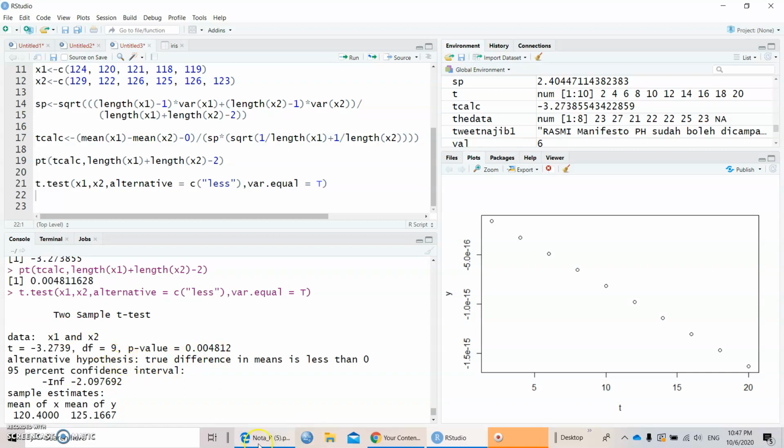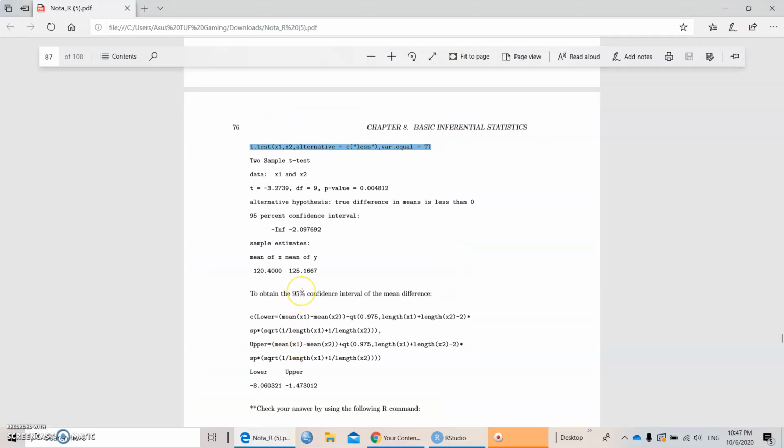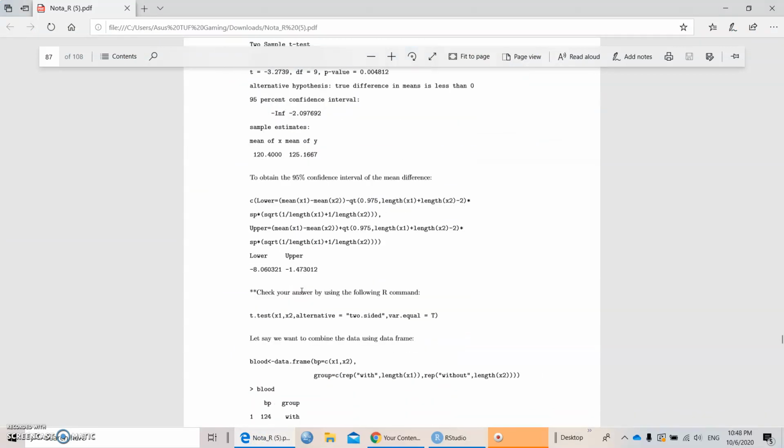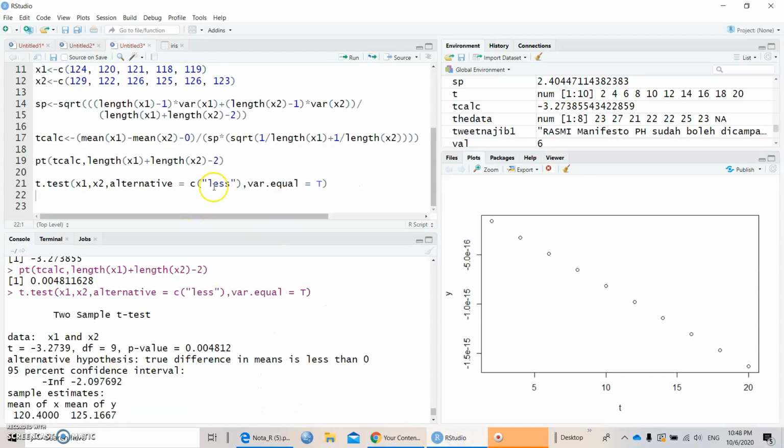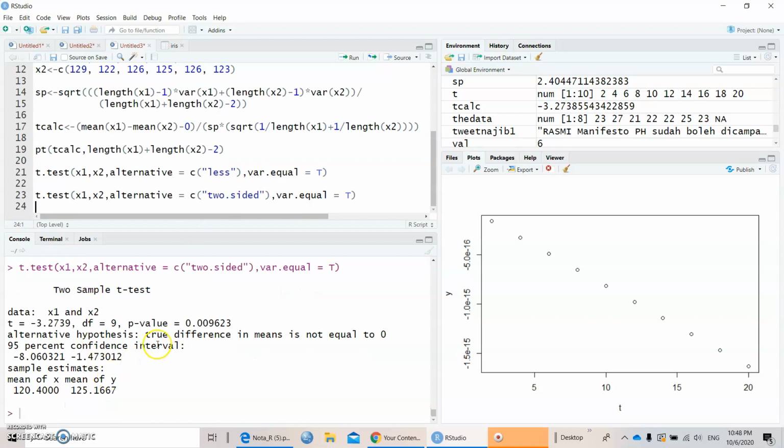And then if you want to obtain the 95% confidence interval of the mean difference, as usual, instead of less, you can run this one. Just change less into two-sided, and then you will get the 95% confidence interval.